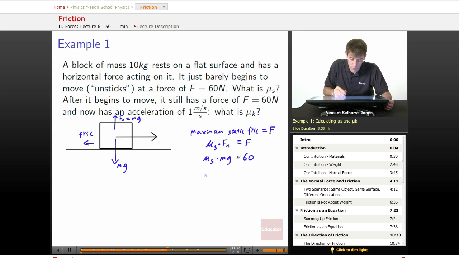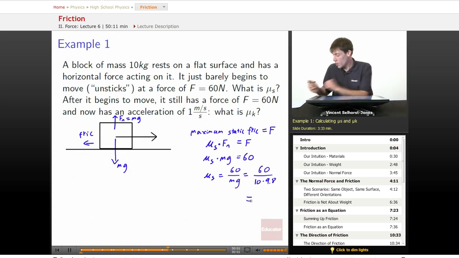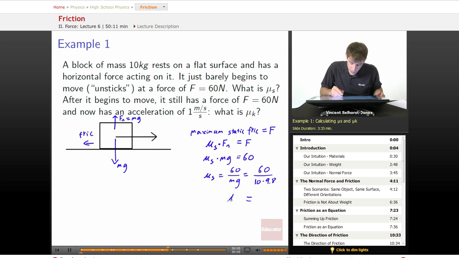So now we just plug in our numbers. mu S equals 60 over mg. Well, we know what the object weighs. We know what gravity is. We've got 60 over 10 times 9.8. We punch this into a calculator, and we figure out that mu S is equal to 0.61. So for this case, between this block and this surface, we've got a mu static equal to 0.61.